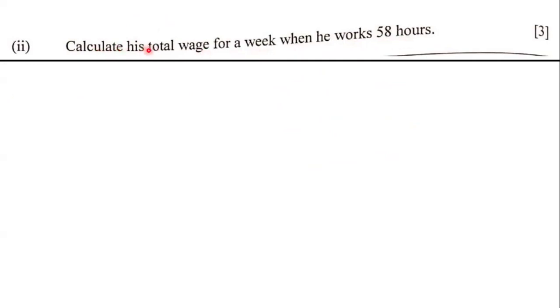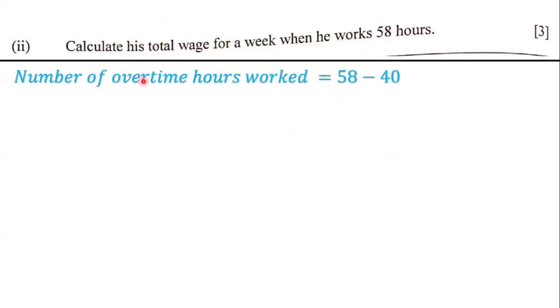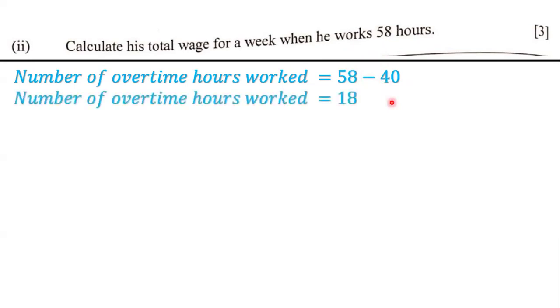So we have to calculate his total wage for a week when he works 58 hours. And so the first thing that we're going to determine is the number of hours of overtime that he worked. So if he works for 58 hours, how many hours of overtime is that? So we say 58 hours minus 40, and 58 hours minus 40 is 18 hours. So the number of overtime hours worked is 18 hours.